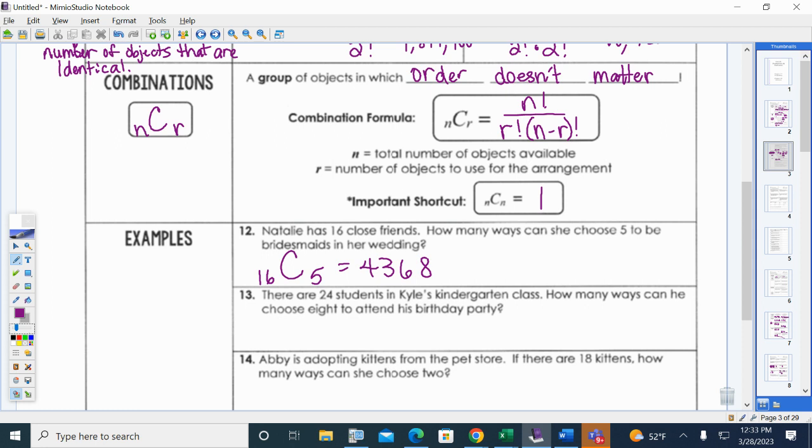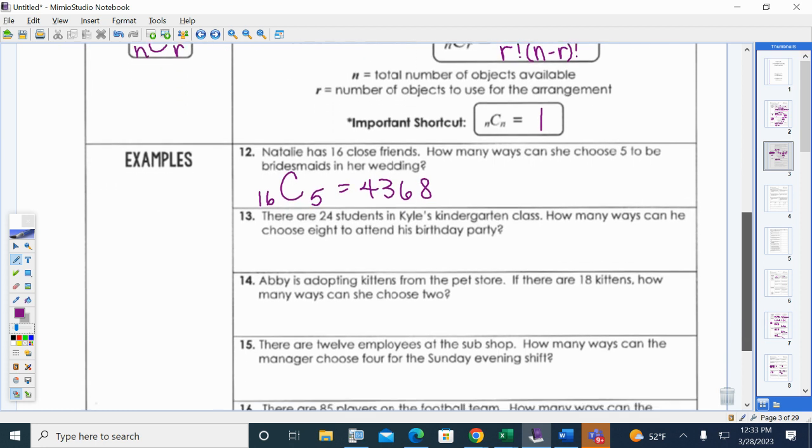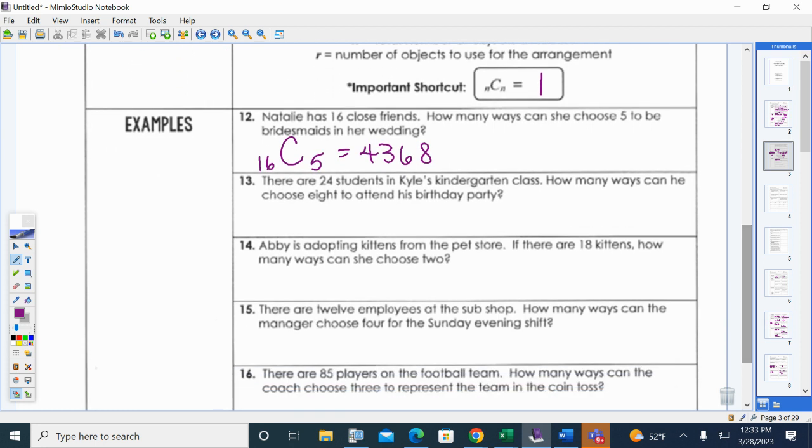Let's do one more here. Abby is number 14. Abby is adopting kittens from the pet store. If there are 15 kittens, how many ways can she choose 2? Again, order is not going to matter here. It is a combination, and there are 15, and she's choosing 2. And when you stick that in the calculator, it's going to tell you that there are 153 ways that could happen.